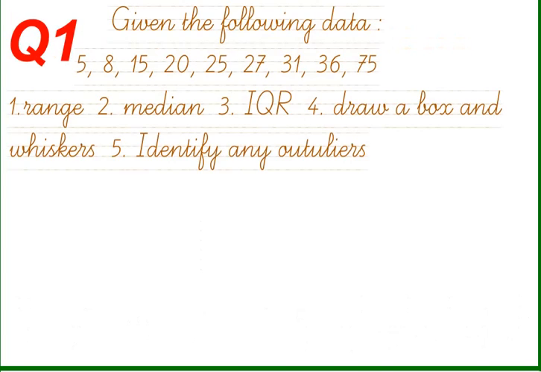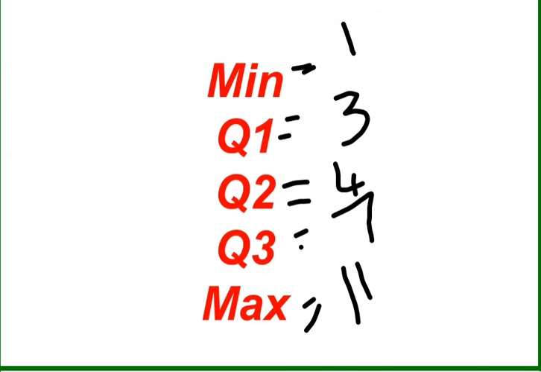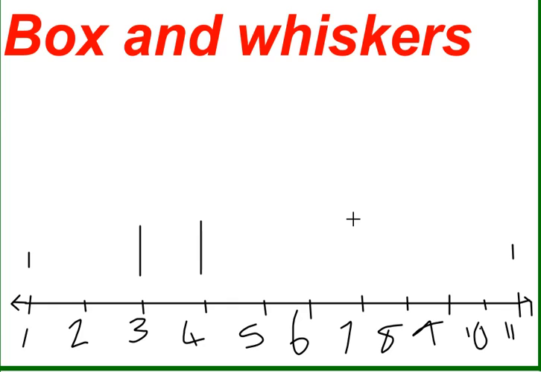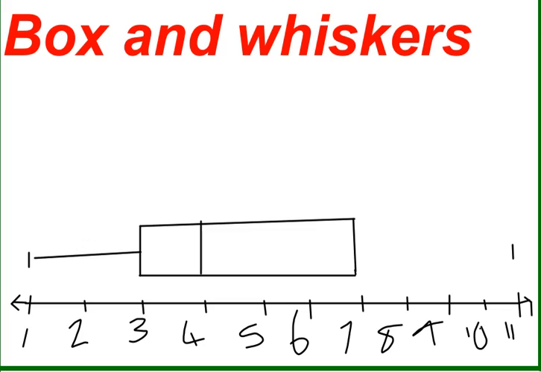Then we get Q3, and it's 7. So 7 is right there, and you make a bigger stroke. And then you join Q1, Q2, and Q3 together like that. So you join them together like that. And then from your Q1, you join the minimum, and from your Q3, you join to the maximum.